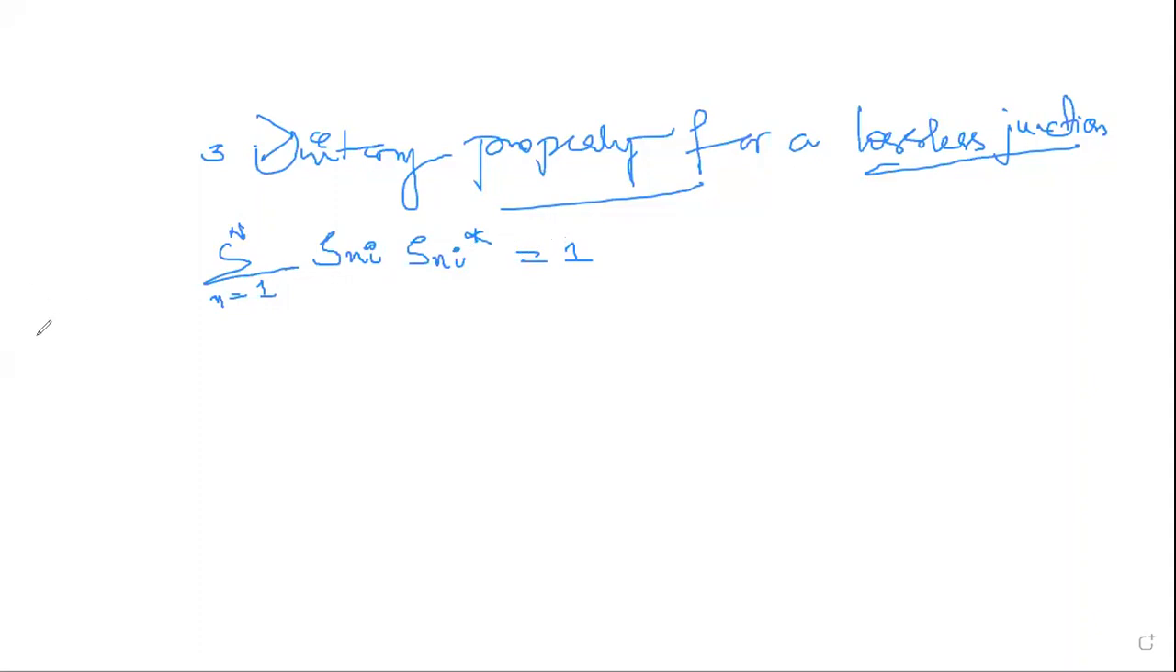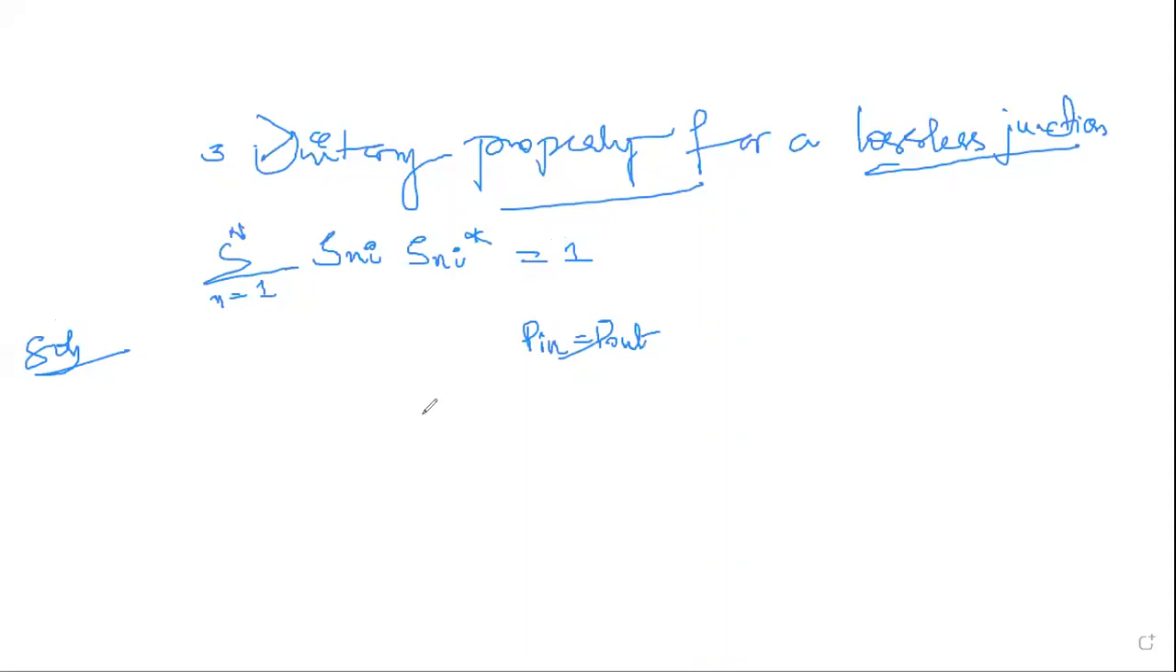To prove this, from the principle of conservation of energy, we know that if the junction is lossless, the input power should be equal to the output power. This is the normal thing which you have studied from very junior classes. If you consider the input power and output power, if the junction is lossless, the input power should be equal to the output power.